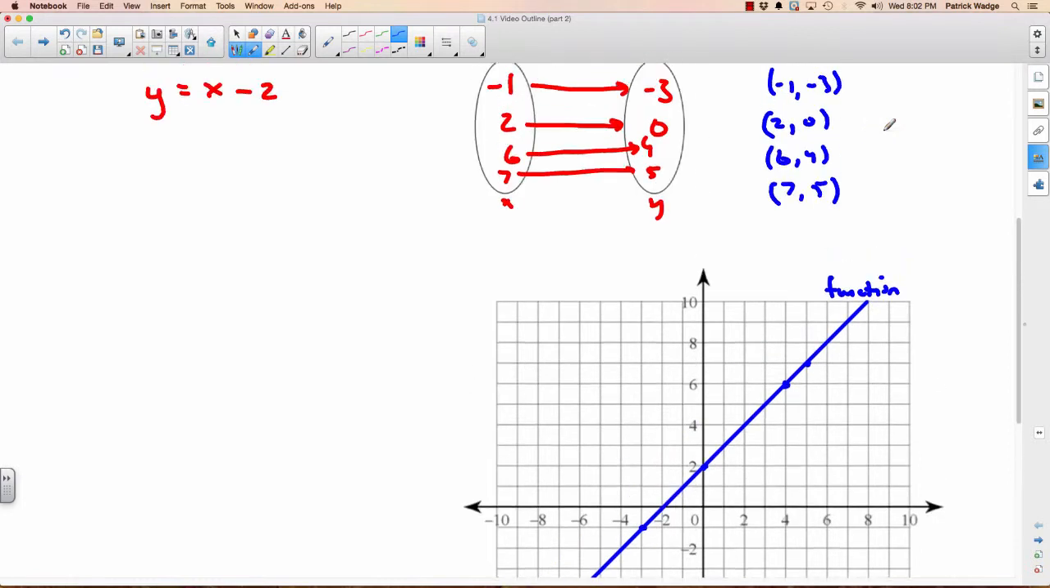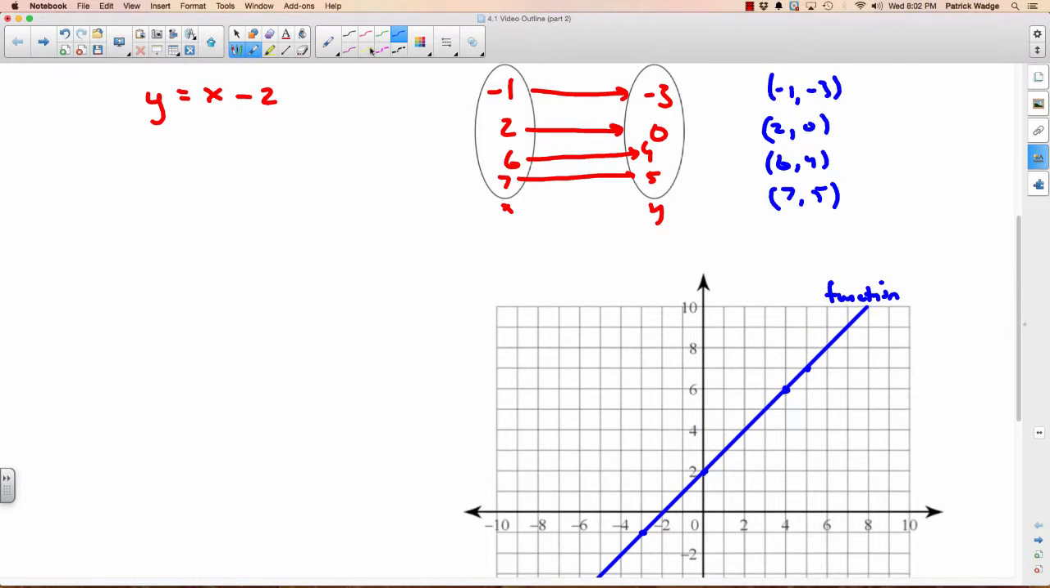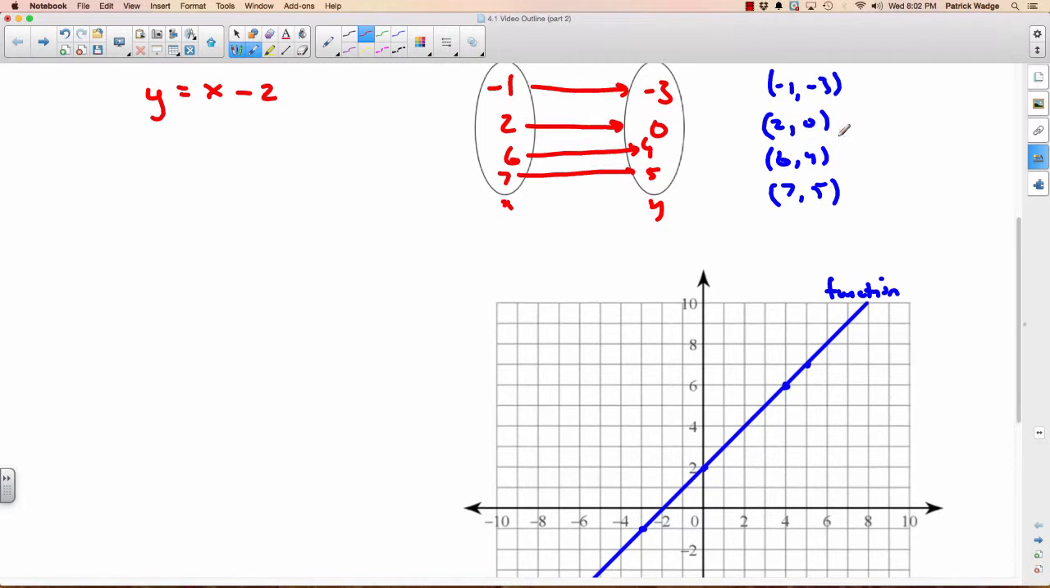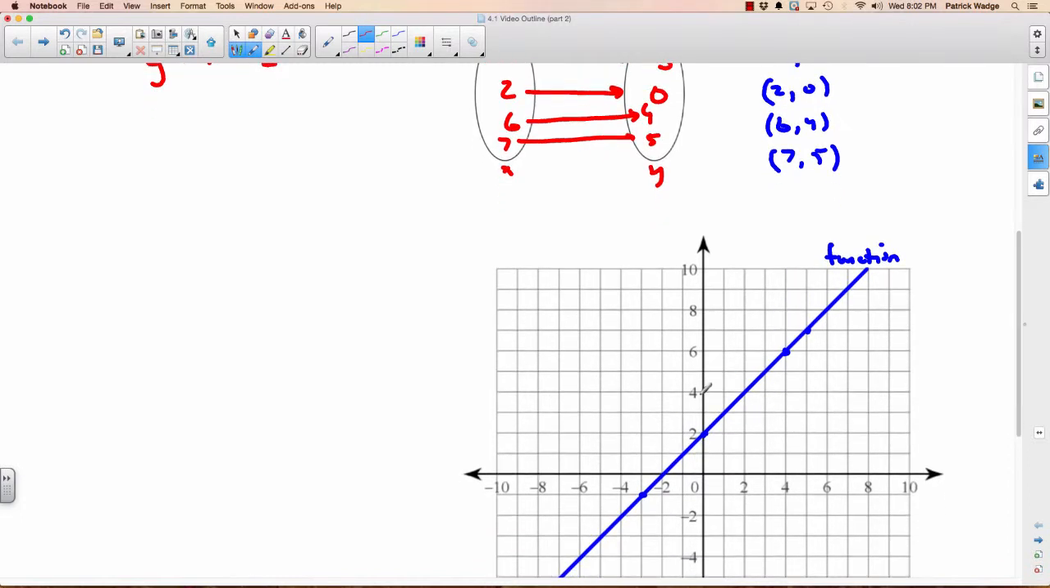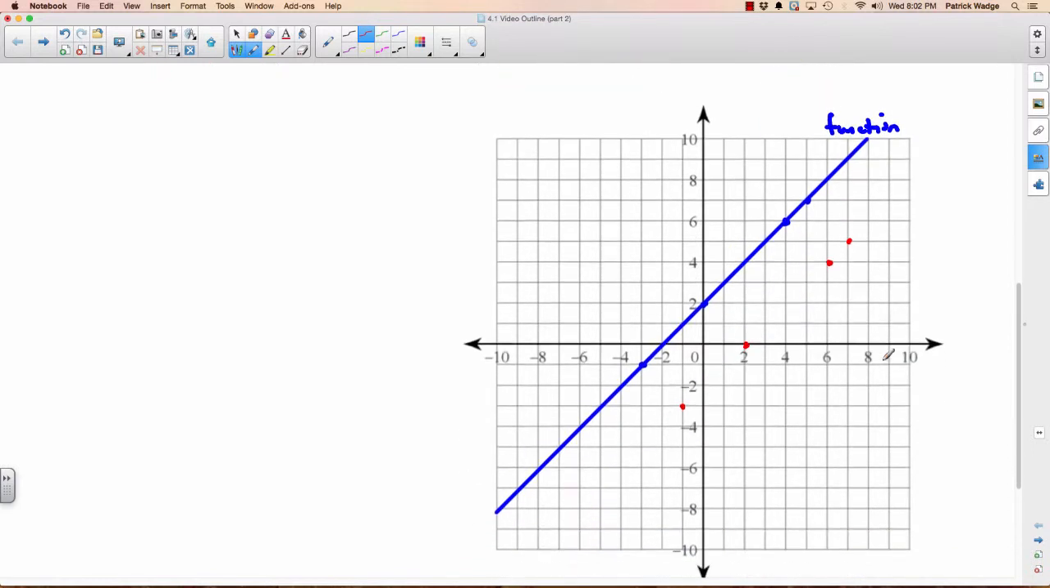Now what we're going to do, in a different color, I should have done this all in red, is the inverse function. So we have (-1, -3), which is right here, (2, 0), (6, 4), and (7, 5). And I'll draw a red line to join all those points together. So this is the inverse function right here.